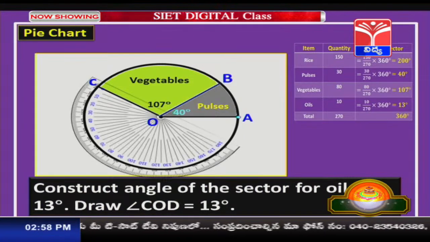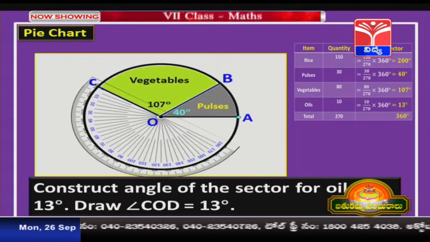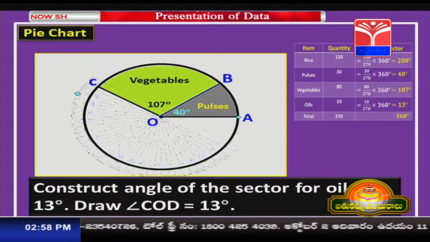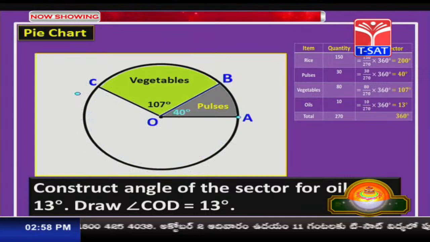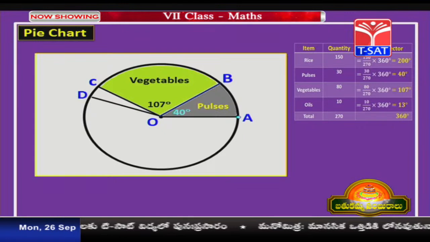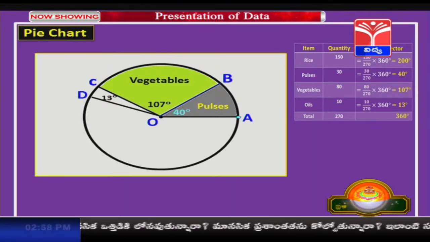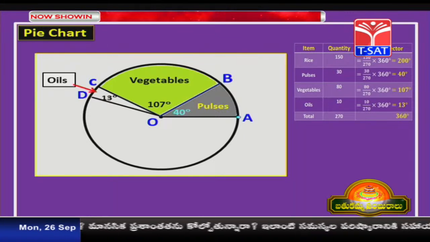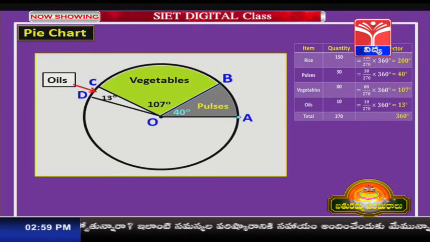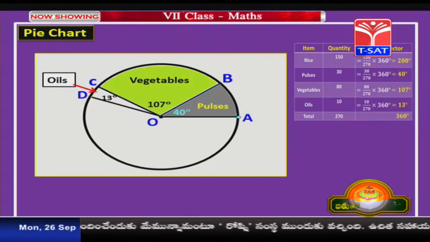We repeat the same process, place the protractor on OC, that is the horizontal line should coincide with OC, and center of protractor should be on center of circle, and mark the point. Then join the point on the circumference and mark this as D. So, this is 13 degrees, and that part of the sector is oils. So, we do not have that much space to write oils. So, I am just writing it outside. Then now all the 3 are over.